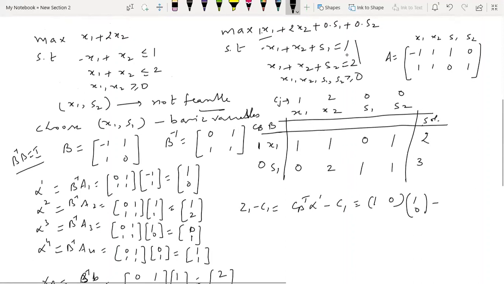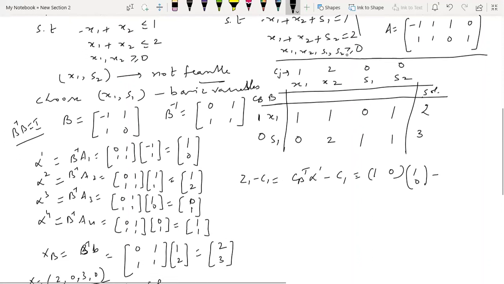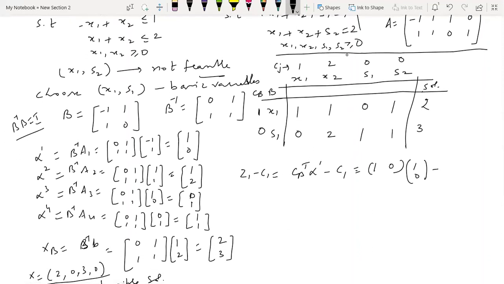So I'm writing it here. Okay, so what is my zj minus cj for the first column, z1 minus c1? Substitute the value of cb. It is 1, 0 multiplied by alpha 1, the first column, minus c1, which is 1. So this value comes out to be 1 minus 1, 0. So you substitute 0 here.